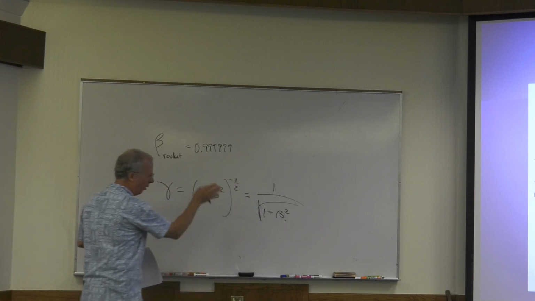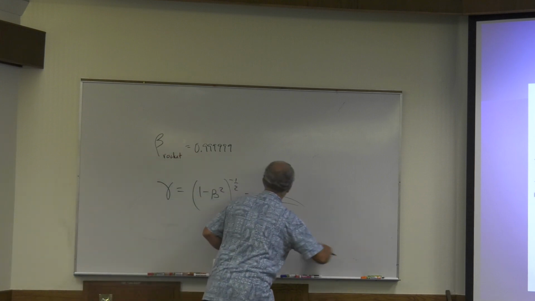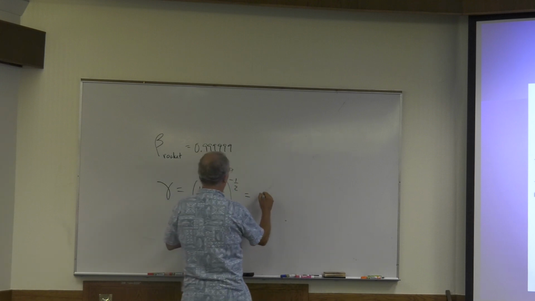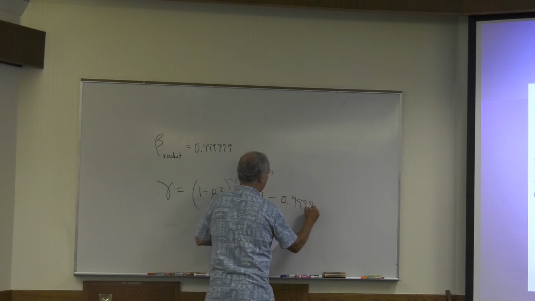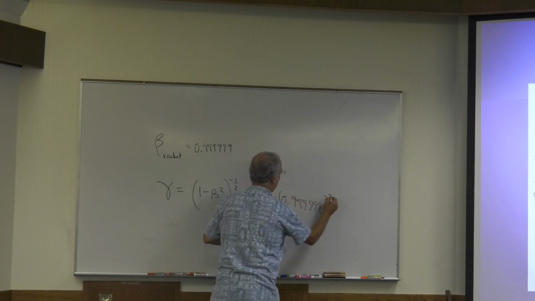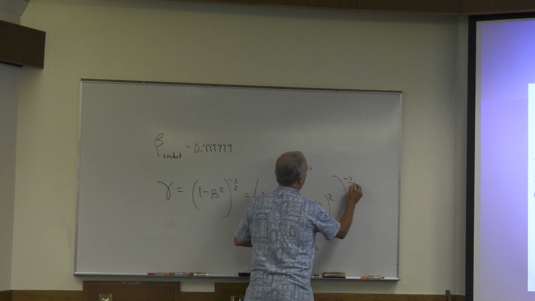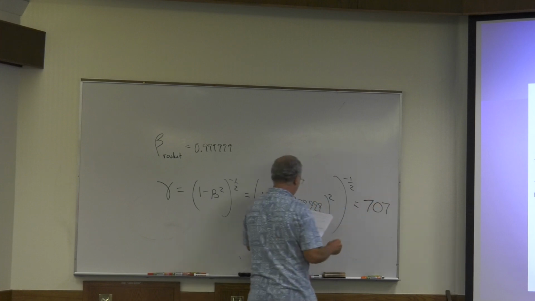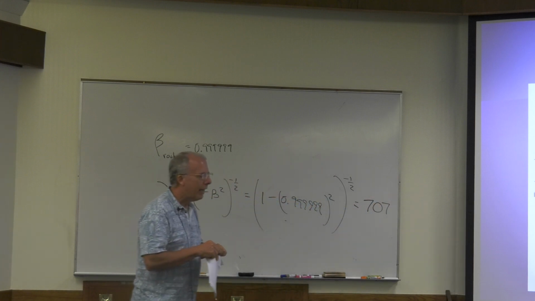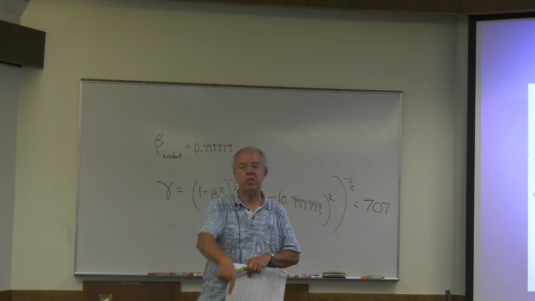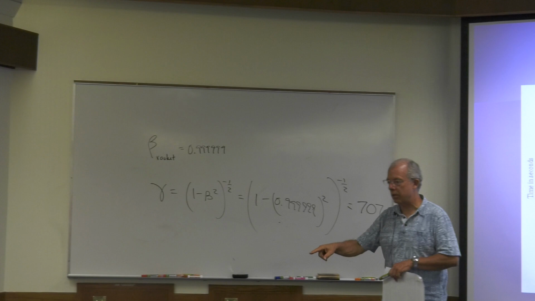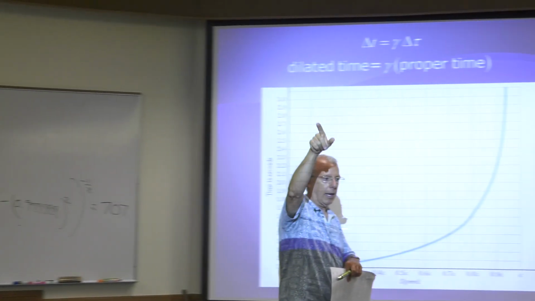I like writing it like this, it's shorter. So if you use your calculator and figure that out, you get 1 minus 0.999999 squared, to the minus 1/2 power. So you get 707. What does that mean? That means Velma just measures her second, and she's right. But what would Mort measure? Mort would say it takes 707 seconds to go from the bottom of the light clock back.